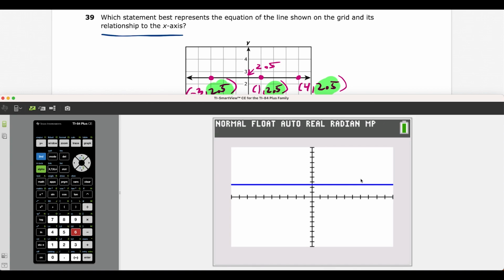And I'll press zoom 6 just to make sure things are back to normal. And notice there's our horizontal line.